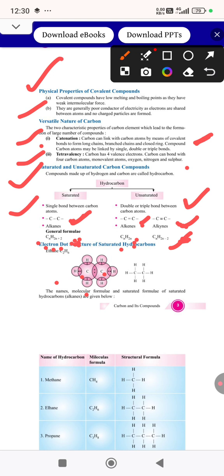As you can see here, carbon and hydrogen combine and make their electron shells full, and they also share their electrons. So C makes a single bond with H and all the H atoms. The names, molecular formulas and structures of saturated hydrocarbons are as given there.